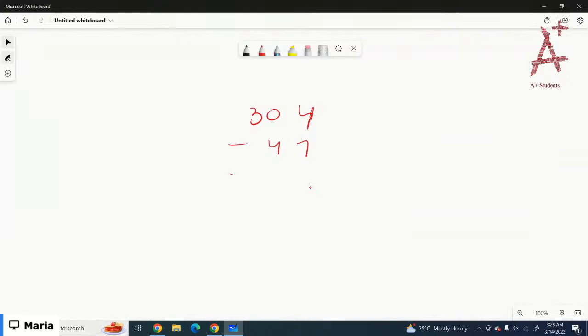Okay, so let's just subtract 4 out of 7. We cannot because 4 is smaller and 7 is greater. So you have to borrow 1 from here. But here you already have 0. You cannot borrow from 0. So you have to borrow from here. Here you have 3. When you borrow 1, you're left with 2. It makes 10 here. Now you can borrow 1 from 10. So here you are left with 9 and it makes 14.